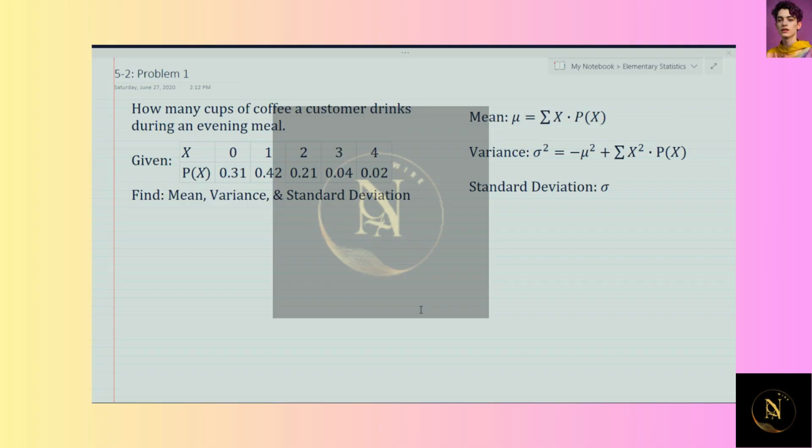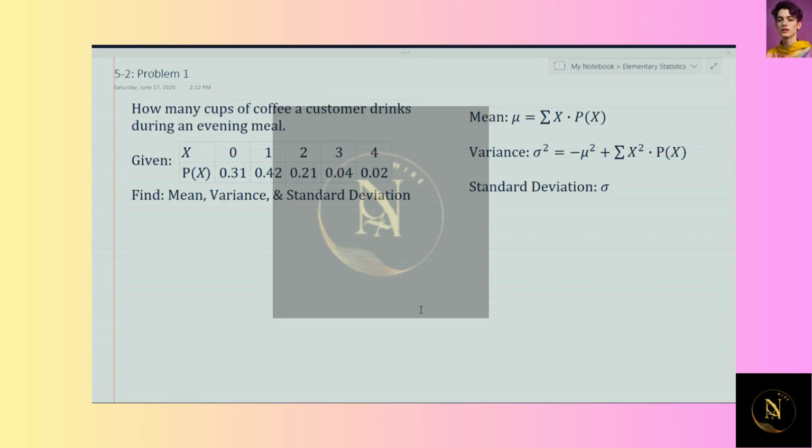Hi, so we're going to look at problem 1 of chapter 5, section 2. In this problem, a researcher wants to know how many cups of coffee a customer drinks during an evening meal at a particular restaurant. The researcher collected data and put it in the table given to us here, where X is the number of cups of coffee that a customer drinks, and P of X is the probability that that customer drinks that much coffee.